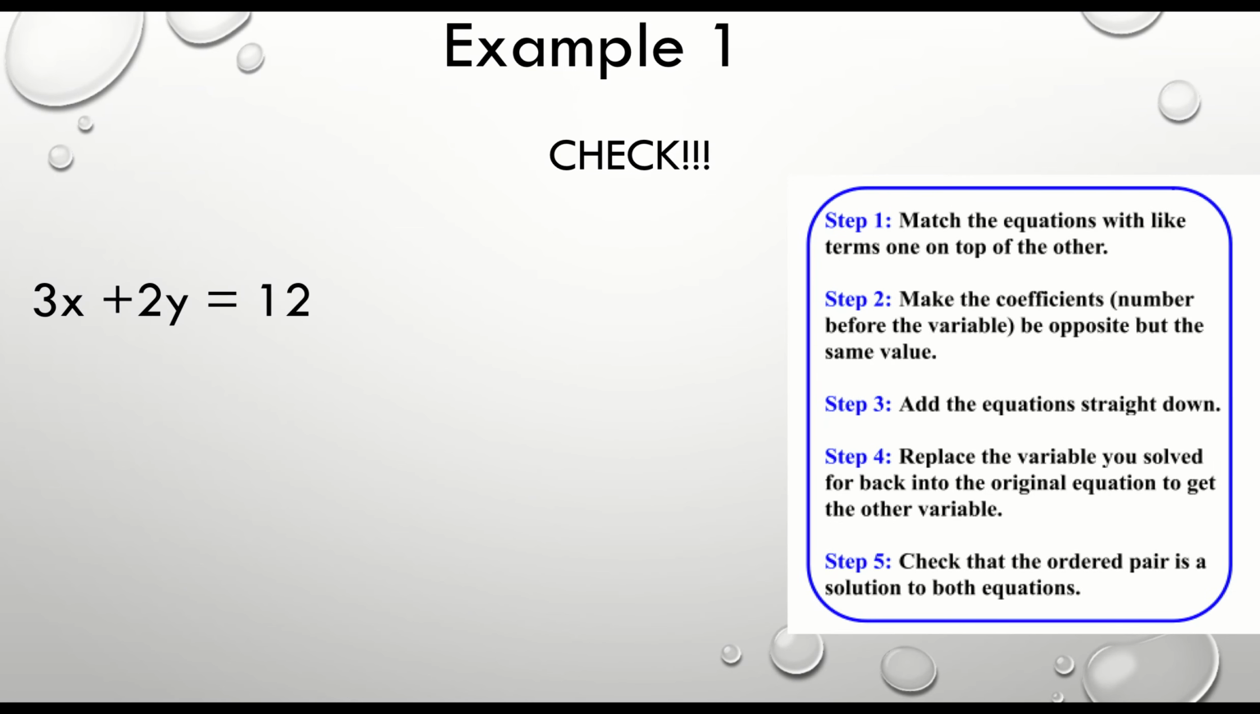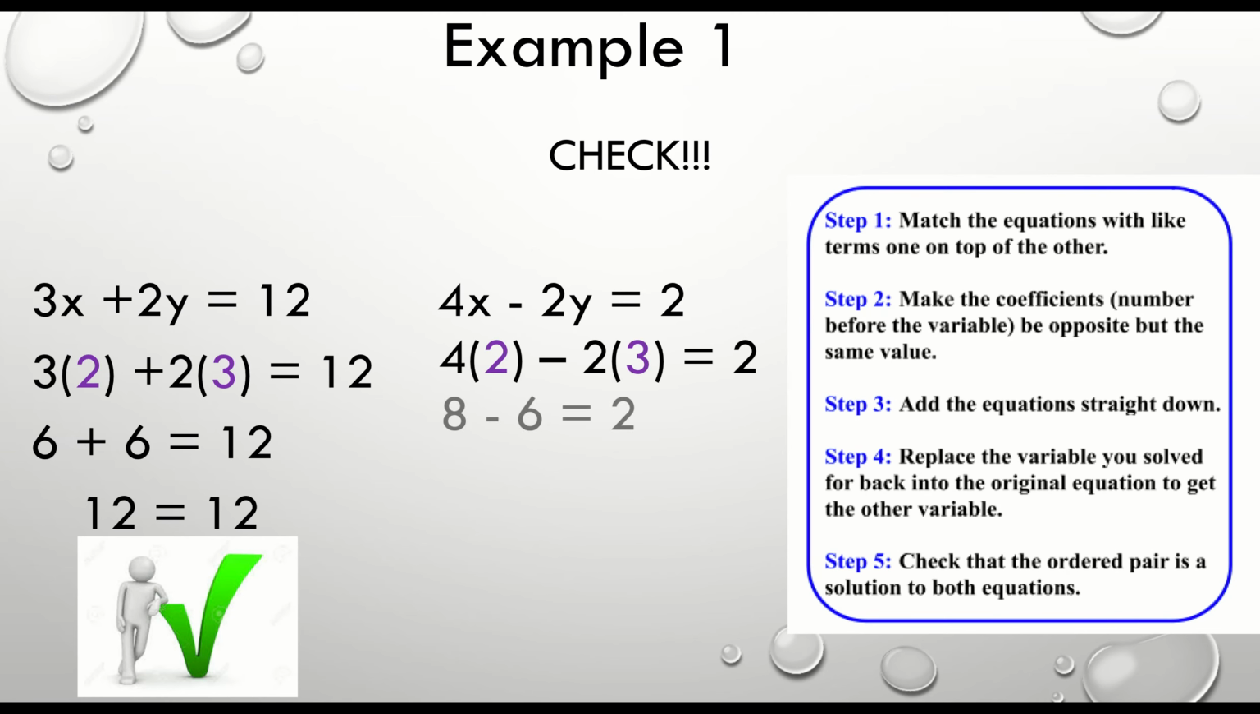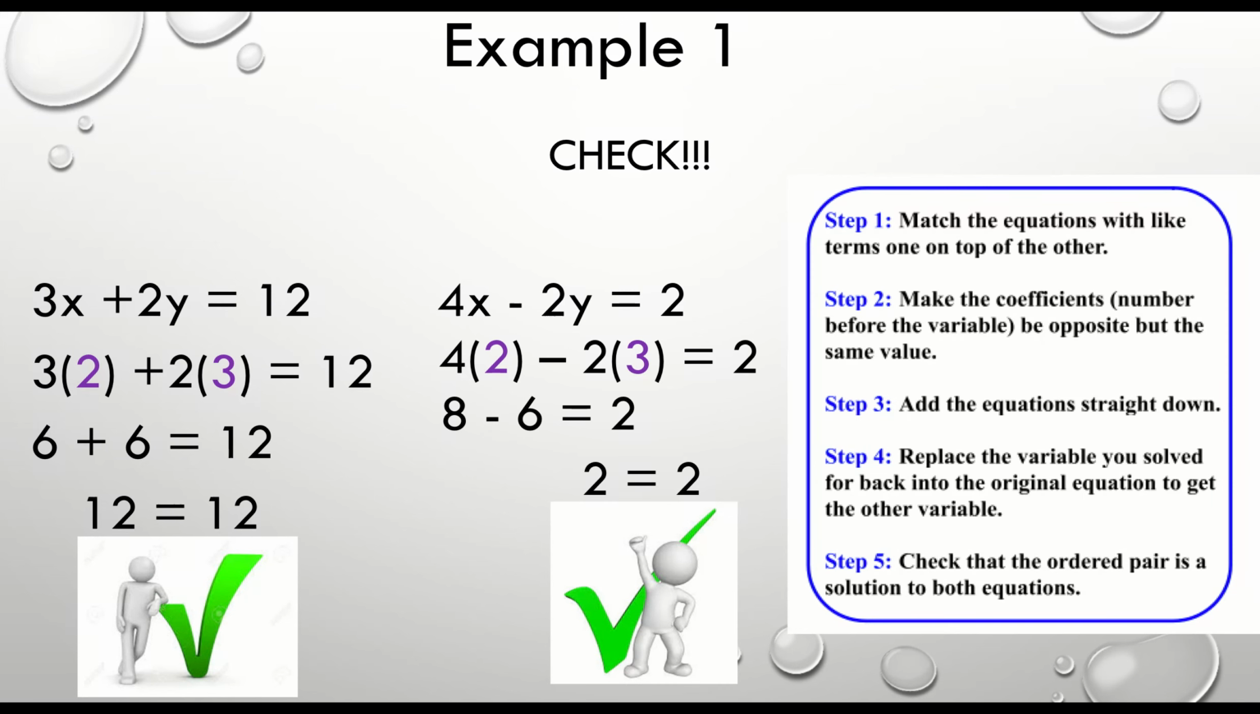We check it. We can start by plugging it into one equation at a time. We'll plug in the 2 for x and the 3 for y. As we simplify down, we find that 12 equals 12, and we're finished. What about the other equation? Because it has to work for both. So we start with the second original equation, substitute in your x and your y, simplify it down, and it works. So now we know that the solution to this system is (2, 3).